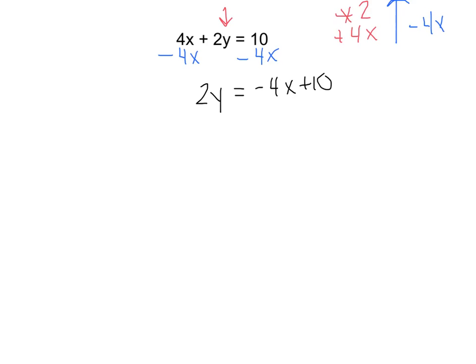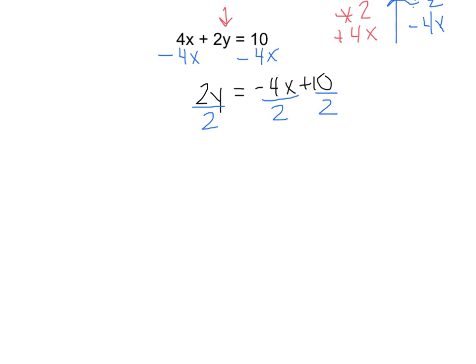Now we have to undo the multiplication of 2 to the y by dividing both sides by 2. So I'm going to divide the left-hand side by 2 to get y by itself. So I also need to divide negative 4x by 2 and 10. In order to maintain equality, I have to divide both sides, every single thing, by 2.